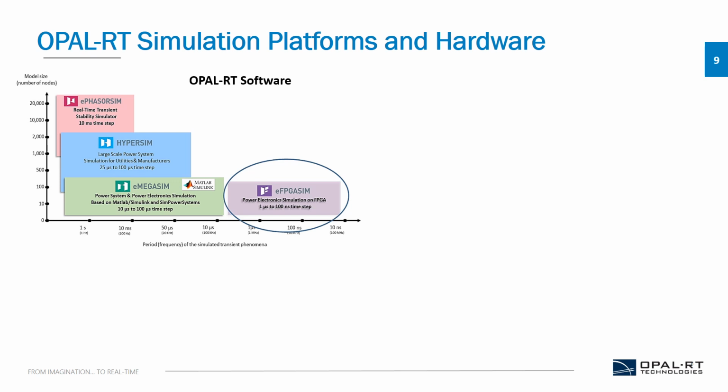Before we go more into the modeling, first I would like to briefly introduce the simulation software platform and the hardware that we have used to make this modeling exercise. As you can see here on the left hand side, OPAL has different simulation software tools ranging from tools which can do large scale power grid simulations like ePhasorsim, which run at a higher time step, to something like an eFPGAsim, which is typically a power electronic simulation run on FPGA, focusing mainly on low time step for high fidelity and high accuracy smaller systems. So eFPGAsim is the tool that we have used in this application.